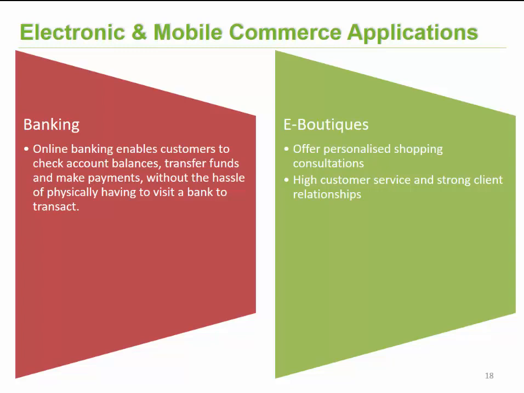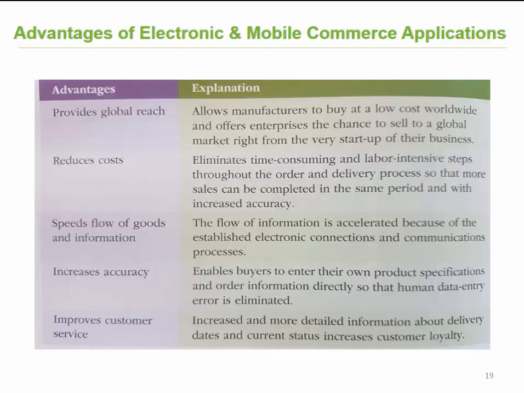Now let's look at the advantages of electronic and mobile commerce. Now this is perhaps a summary of what we've discussed so far. So first of all, e-commerce and m-commerce will provide us with a bigger customer base, so we will have a global reach. So by having access to more people around the world, we can now actually go and buy products cheaper and actually sell our products to more customers. It's going to help us by reducing our costs, by simplifying various processes, and even by getting products at cheaper rates. It's also going to speed up the flow of goods and information.